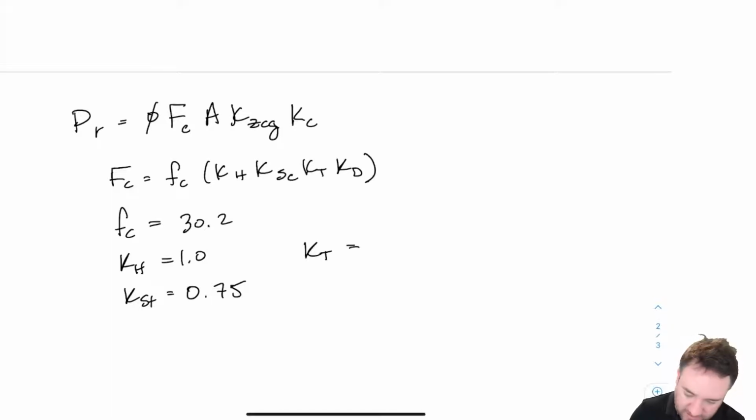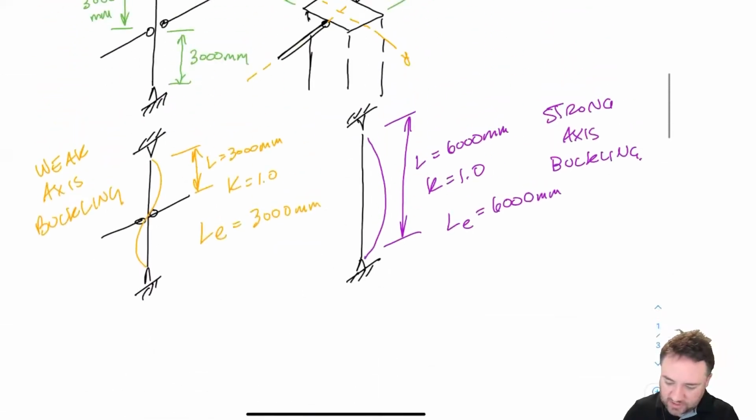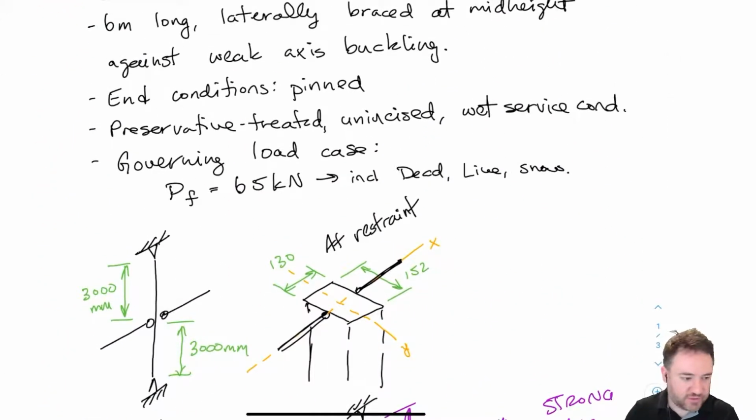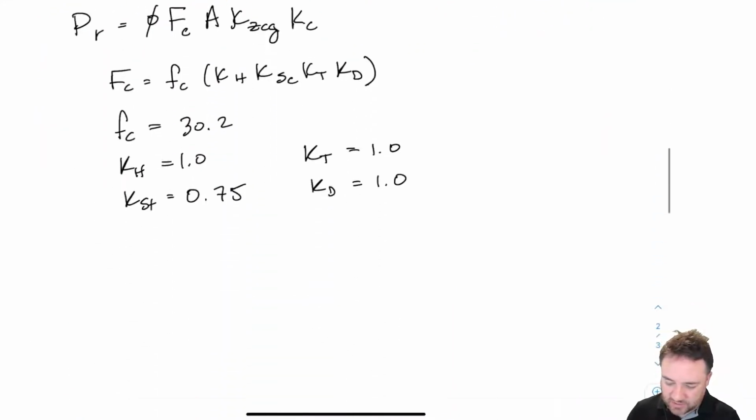KT equals 1.0 because we're talking about Glulam. And KD here is going to equal 1.0 because we're dealing with dead and live loads. We're not given any indication if the dead load is larger than the live load, but let's say for the sake of argument that this is just a regular case where the live load is greater, so we don't have to do that interpolation. So KD equals 1.0.